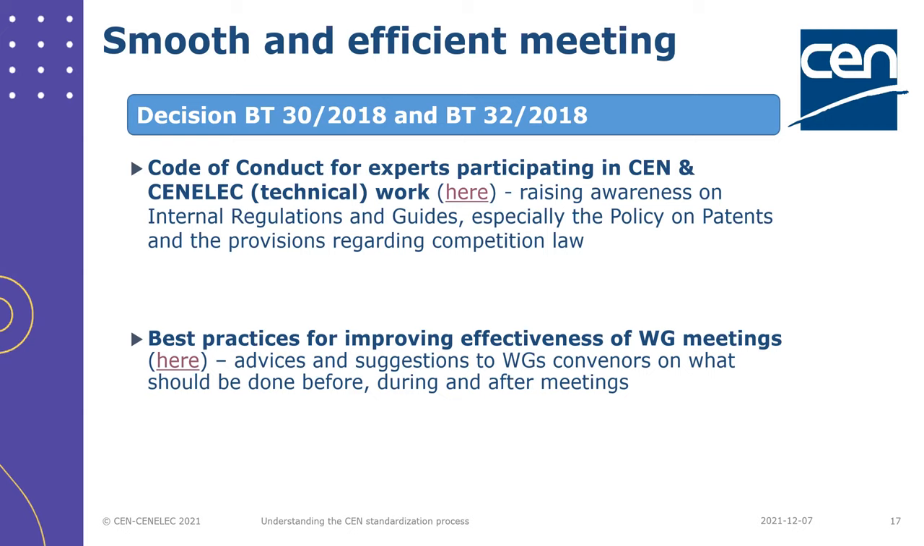Basically, this document is very useful for working group conveners. It's basically a reminder or a checklist on a number of aspects that the working group convener needs to be aware of. For example, to send invitations to meetings on time, together with the agendas, 2 months before the meeting takes place. Also, to send the documents for discussion well in advance. Prepare the reports on time after a meeting takes place.